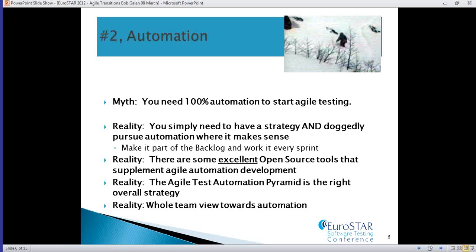The second myth is around automation, and the myth is you need 100% automation to start Agile testing. You can't really enter the game without high degrees of automation. Hit a button at night, come in the morning, and you have all of these test results to comb through to give you feedback. That's what you want. The subtext to the myth is you really need automation in Agile. There's a tremendous focus.